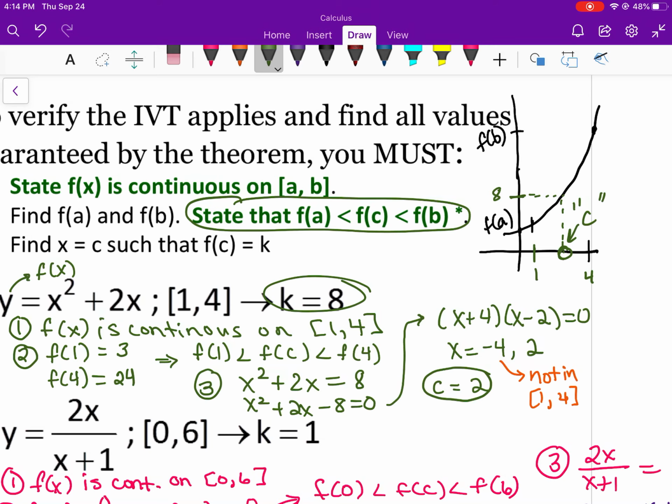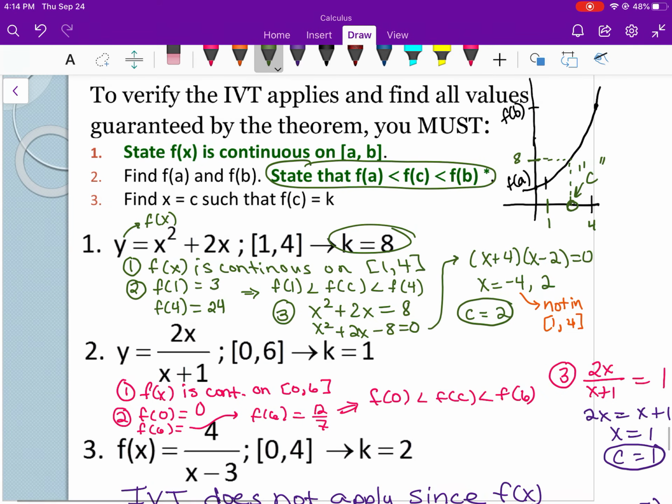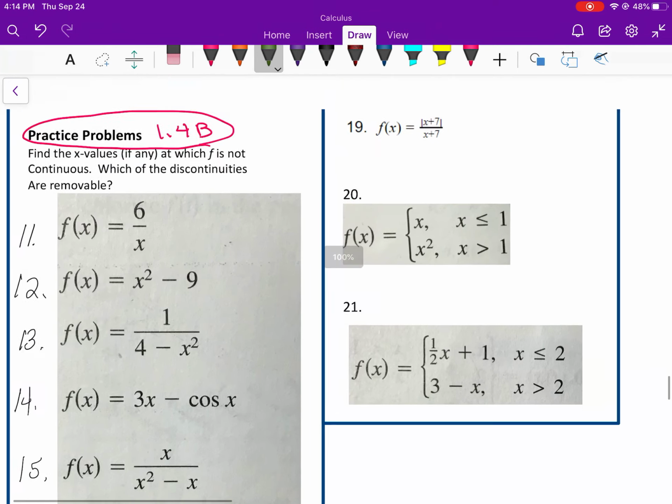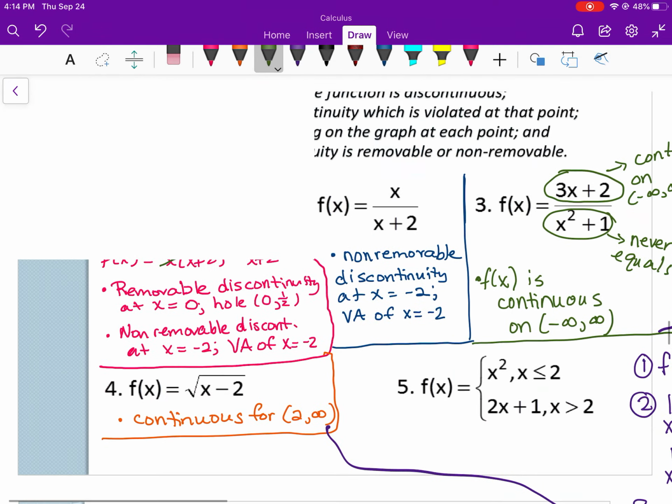In order to do that, you have to actually state the pieces of the theorem. You have to state that it's continuous on 1 to 4. We know f of x is continuous for a couple of reasons, but the primary one is that f of x is a polynomial, and all polynomials are continuous everywhere. And we had that show up yesterday, right?